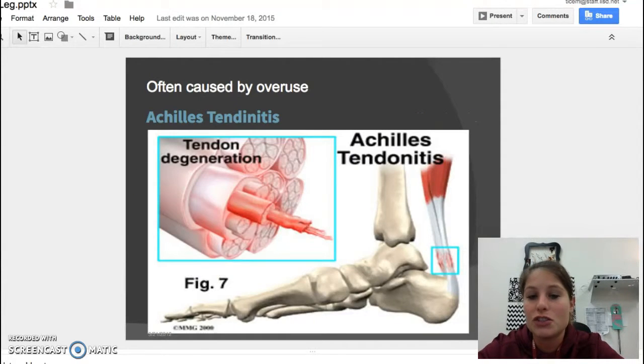Here's a little picture showing that inflammation area of that tendon. Down here is our gastrocnemius, and then the white part is where it turns into that Achilles tendon. That tendon is constantly being pulled when we're having to jump and run, and our foot goes from dorsiflexion to plantar flexion. And so it just kind of can't take all that stress.